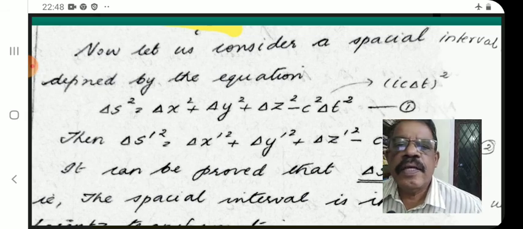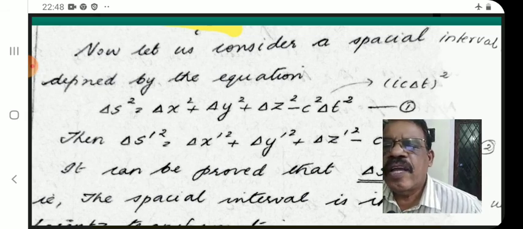Now let us consider a spatial interval defined by the equation.